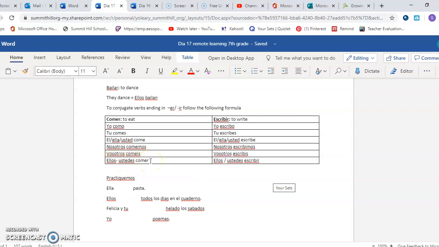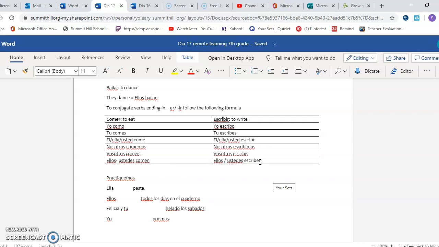You don't say it like that. You're saying they to eat. You say ellos, take away the ER ending and put EN. Ellos comen. They eat. Ustedes comen. You all eat. And for the ellos and ustedes with the IR ending, you take the IR ending and you're going to put an EN.